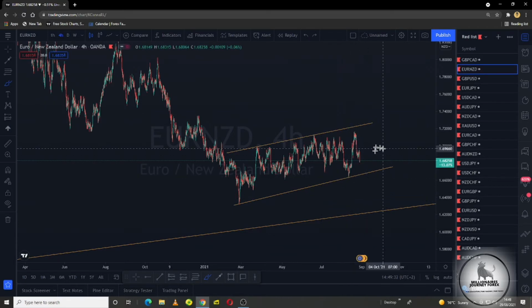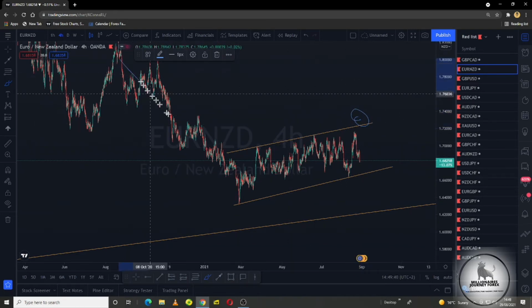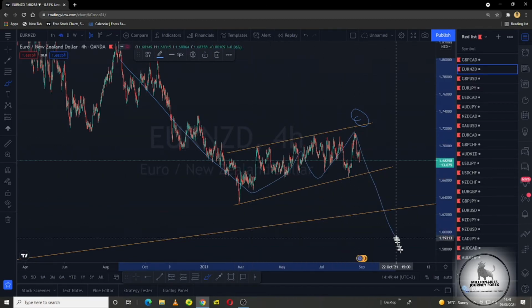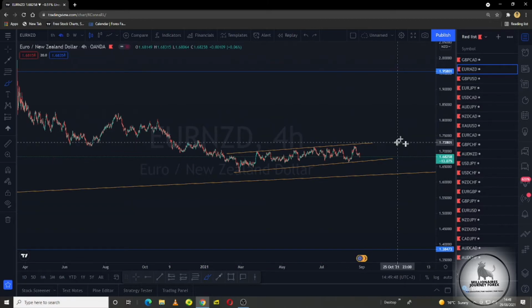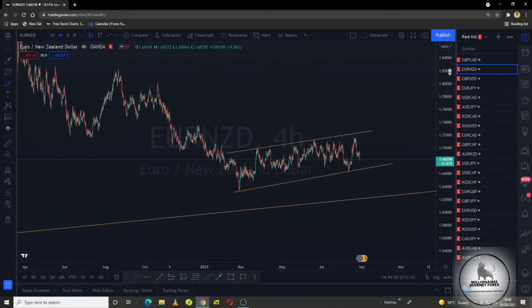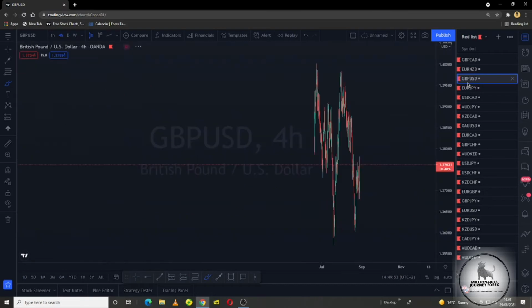I'm not looking to buy this pair if it breaks this level. No, I am looking to sell this pair because the momentum is to the downside. This is just a correction to the downside. This is how you should look at the market. Let's move on to looking at the GBP USD.